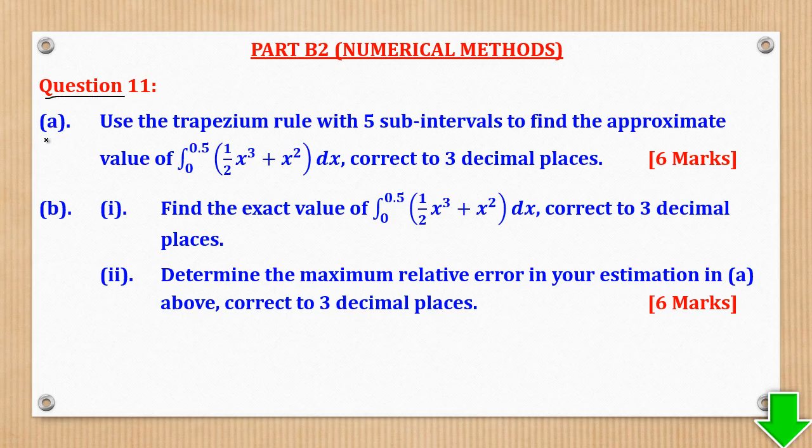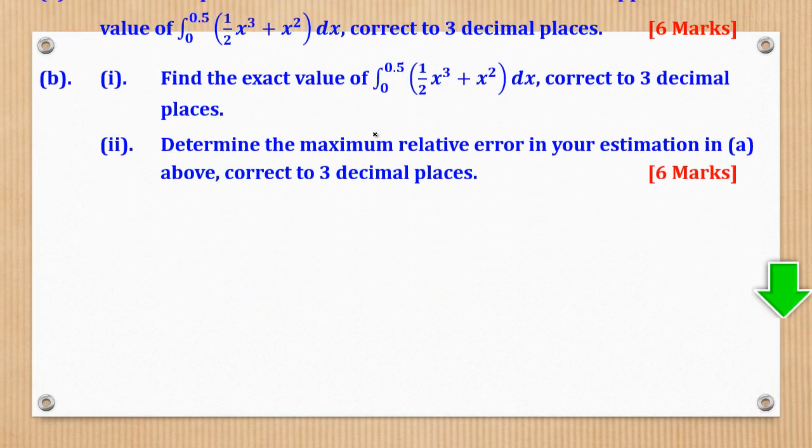Question 11, part A, says use the trapezium rule with 5 sub-intervals to find the approximate value of this, correct to 3 decimal places. So let's begin with that.